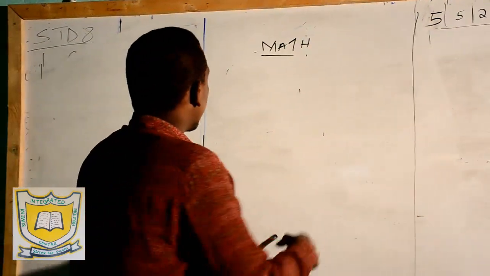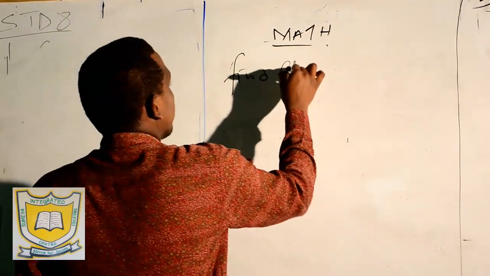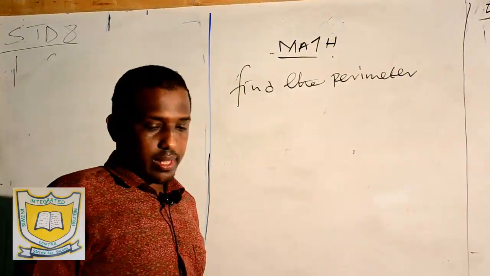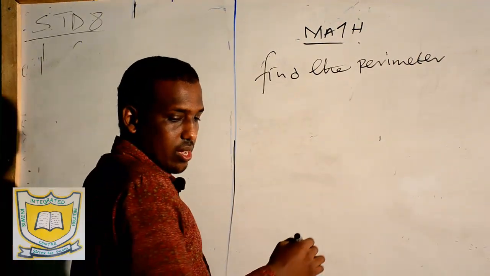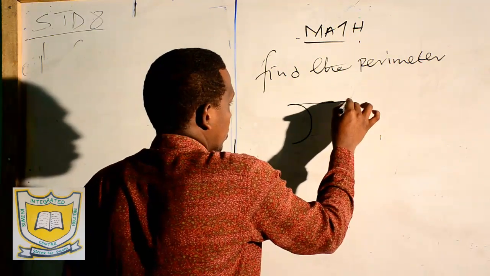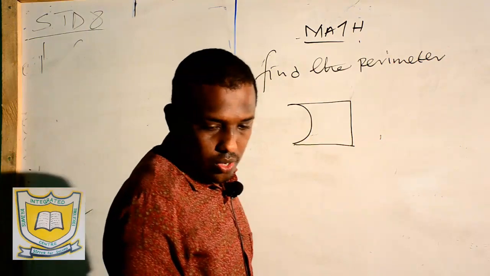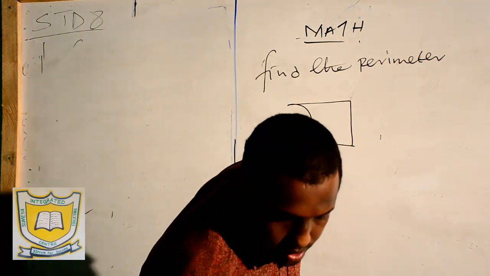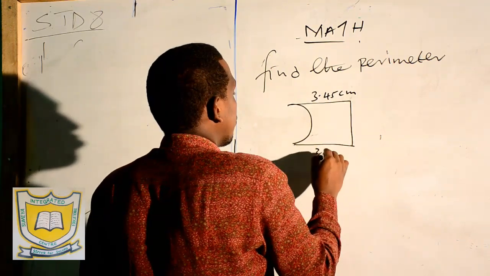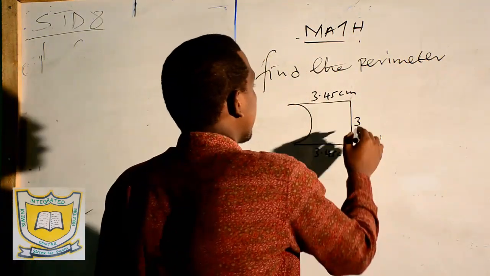You are told here, find the perimeter. Then there is this figure. You are told 3.45 centimeter, 3.45 centimeter. Then you are told here is 3.5 centimeter.